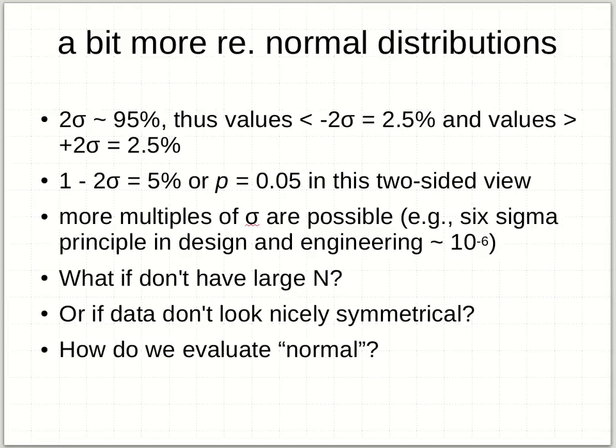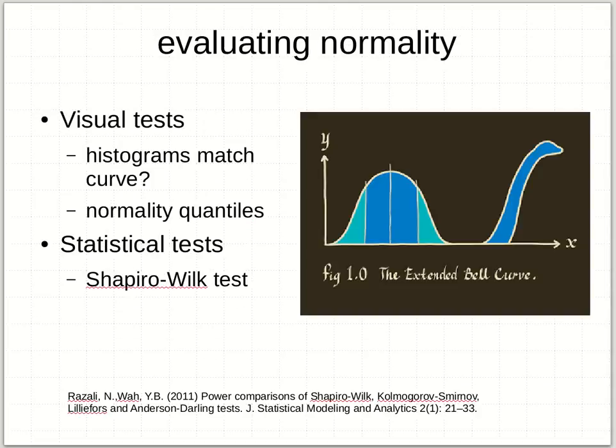So there are some tools for that. So if you're evaluating normality and you want to make sure that you're not looking at some sort of strange, rare kind of observation like that, then there are a couple different tools to play with. What most texts talk about would be visual tests.